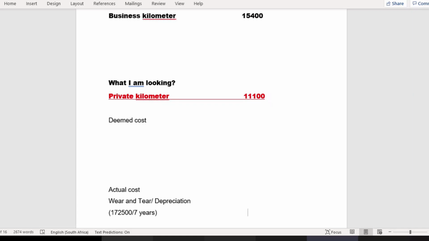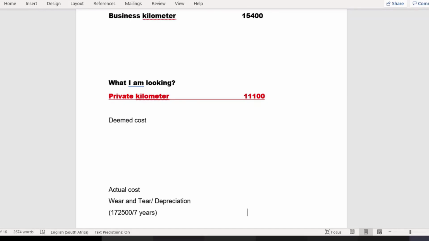How much is 172,500 divided by 7 years? It's 120,7500. No, it can't be. I made a mistake. It's 86,250. I got 86,250. Okay, let's have Pell, how much are you getting?